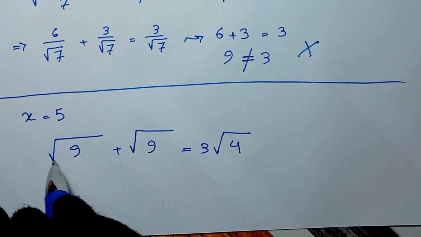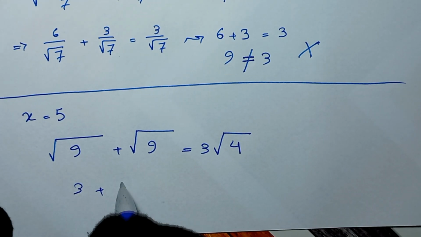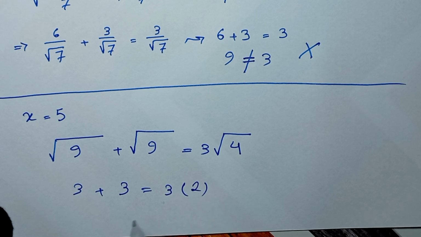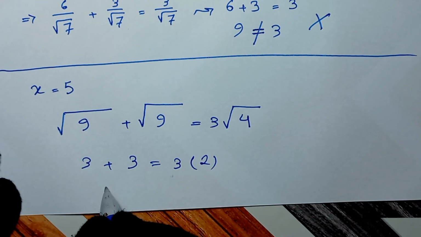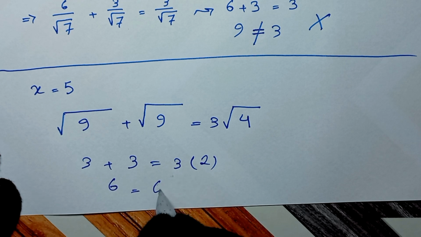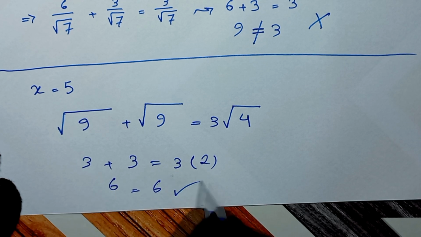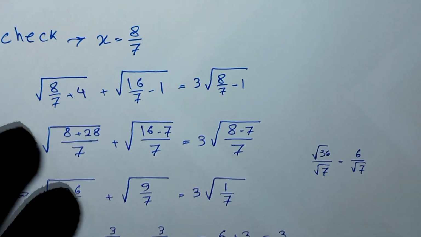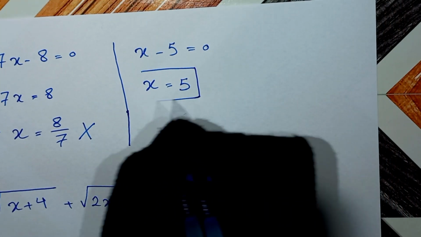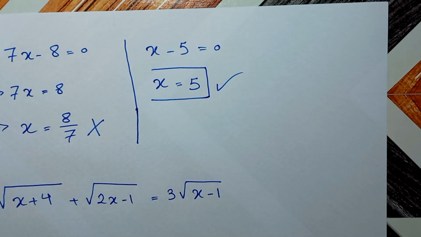And here, the square root of 9 is 3, and plus this 3 is equal to 3 times 2. And in here, 3 plus 3 is 6 is equal to 3 times 2 is 6. So 6 is equal to 6. So this is correct. And this is our answer for x.